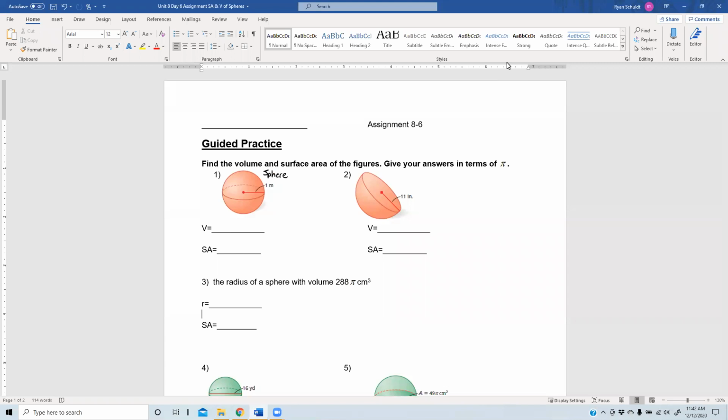So to get the volume, we need to do 4/3 pi r cubed. So our radius is 1. We plug that in, we'll say 4/3 pi times 1 cubed, which will give us 4/3 pi. 4/3 pi, and then our units are meters. So meters cubed.